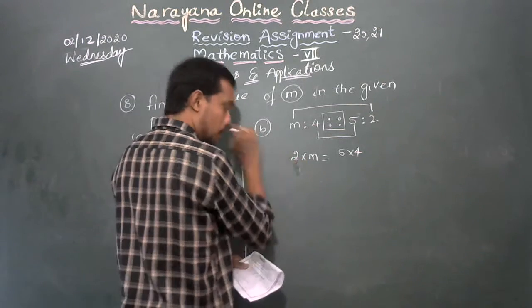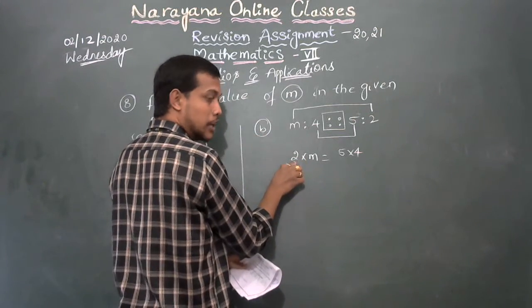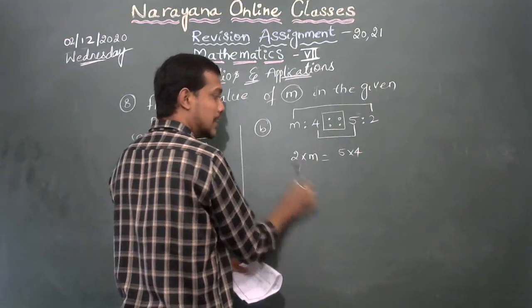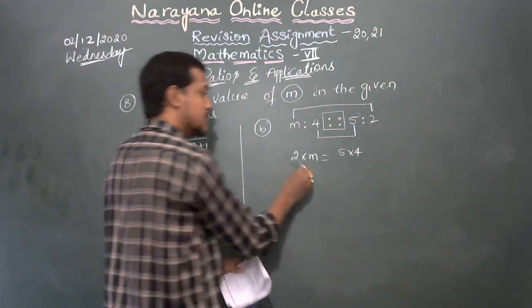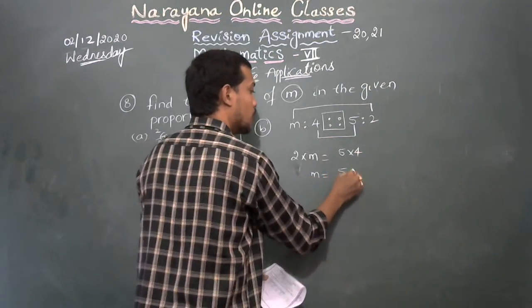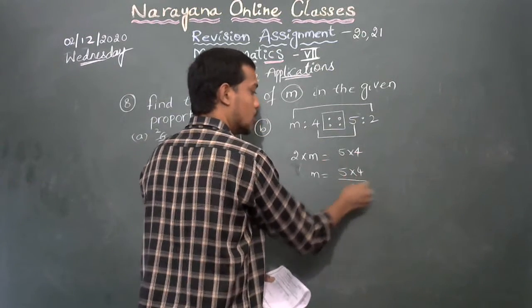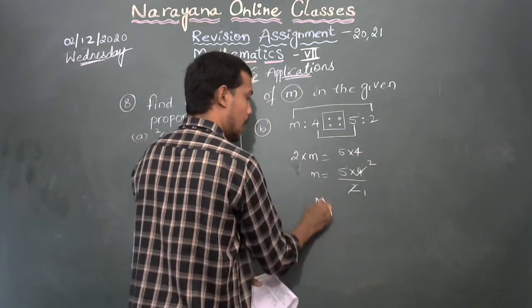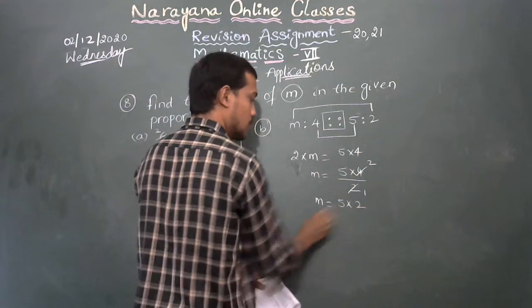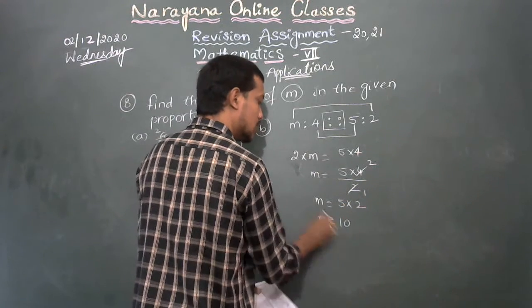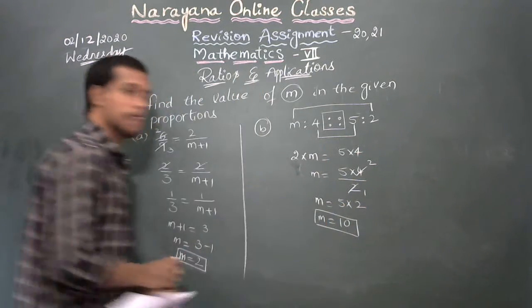Now this 2 is multiplying with m, so we can bring it to the RHS side, that is division. So m equal to 5 into 4 by 2. 2 ones are 2, 2 twos are 4. So m equal to 5 into 2. So ultimately the m value is 10.